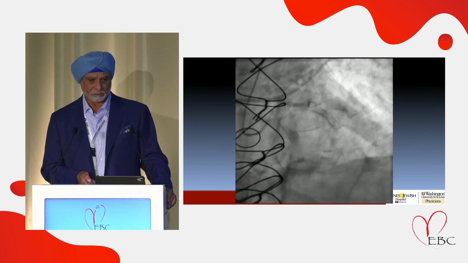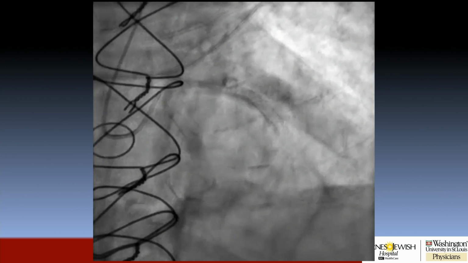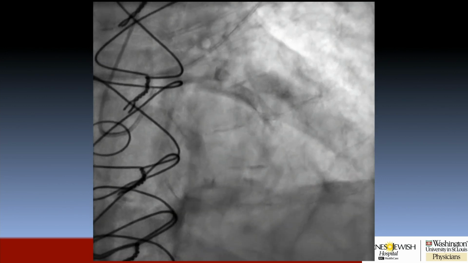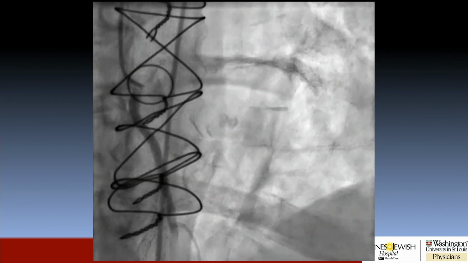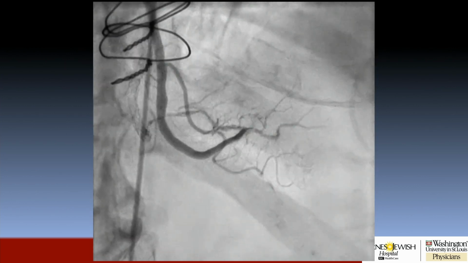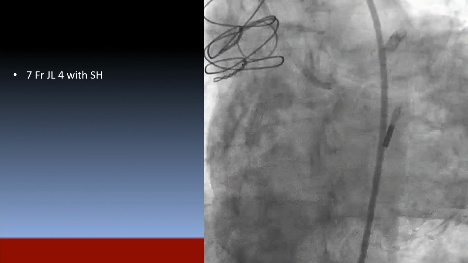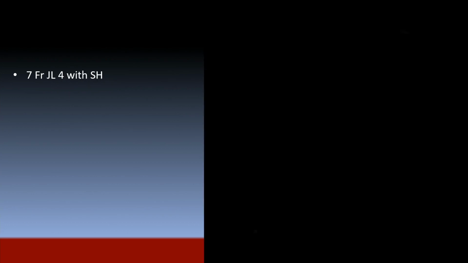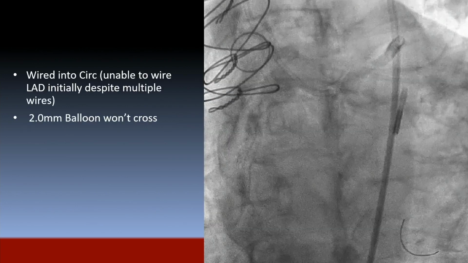Bad case: bypass, all the bypass to the left system is occluded, co-dominant circumflex, big, the LAD has a stent, and the right has a bypass, but this is the only tiny right coronary artery which has a bypass that's open. So we went from the groin, took a picture. We had a very, very hard time wiring into the LAD and wired into the circumflex.